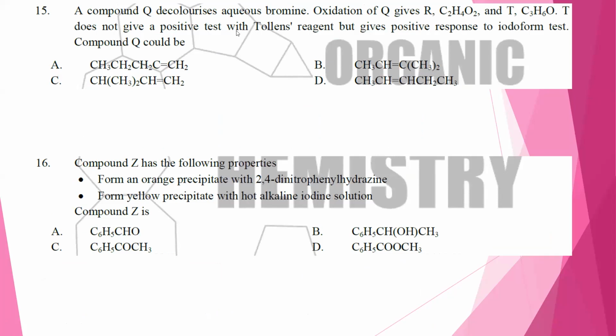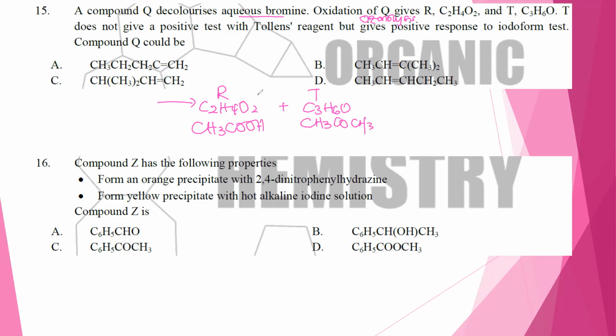Okay, so compound Q is usually an alkene, because it can react with aqueous bromine. So oxidation of Q refers to ozonolysis. So ozonolysis gives R, which is oxidation. So when you oxidize, you give R, C2H4O2. So this one automatically is a carboxylic acid, CH3COOH, and then plus T, C3H6O. So it is actually a carbonyl compound, which is CH3COCH3.